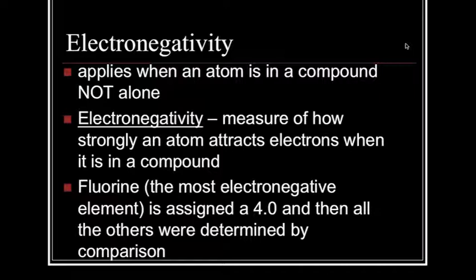And the last trend we're going to talk about is electronegativity. Now, the main difference here is that it applies when an atom is in a compound. It's not alone. It's the measure of how strongly an atom attracts electrons when it's in a compound, so how much it pulls the electrons from the other atom. Fluorine is the most electronegative element, and it's assigned a 4. All the others were determined by comparison to fluorine.